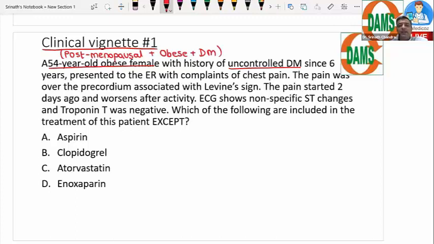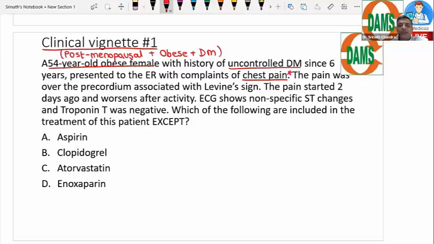She has presented to the ER with the complaint of chest pain. So points we will discuss here. In this question, we want to discuss the approach to chest pain. It is not just about answering this question. It is also about discussing the entire topic here.